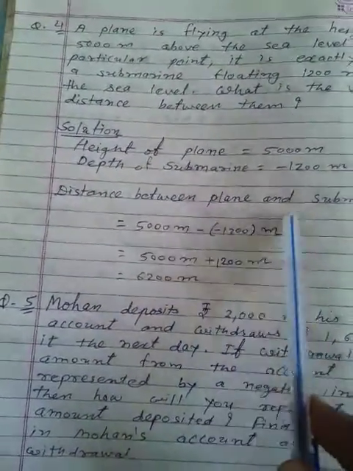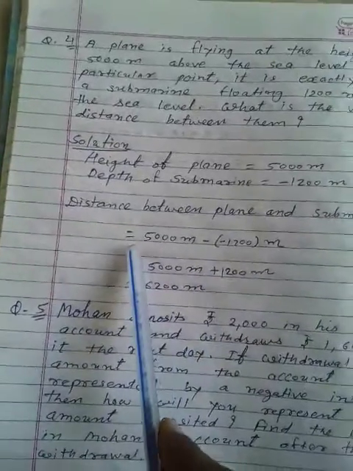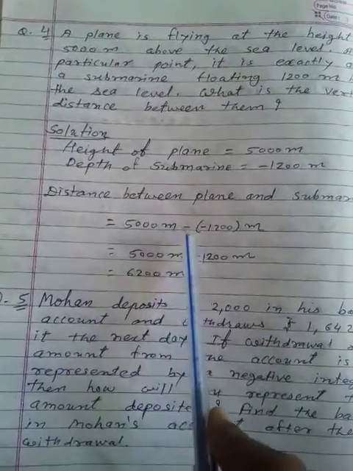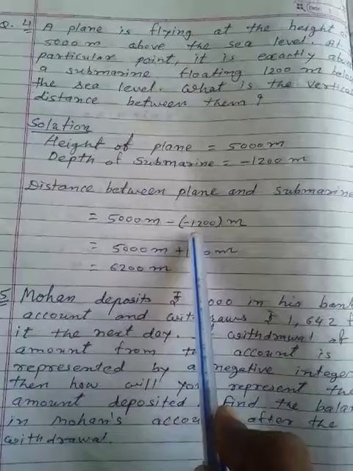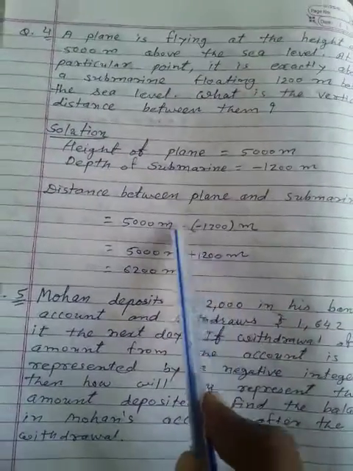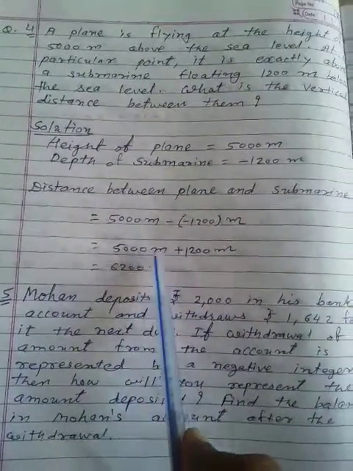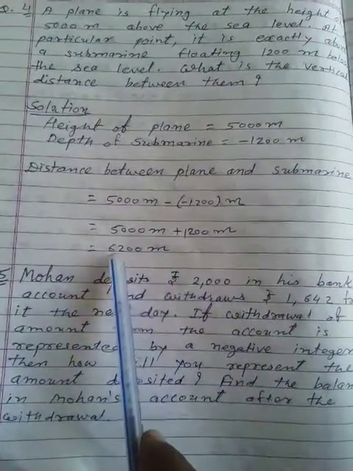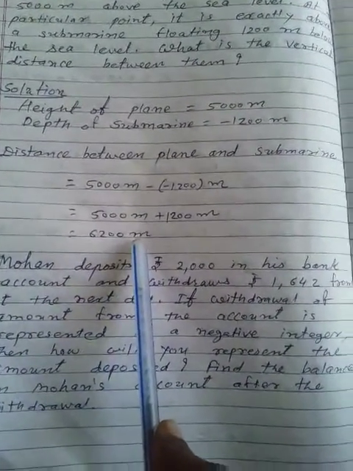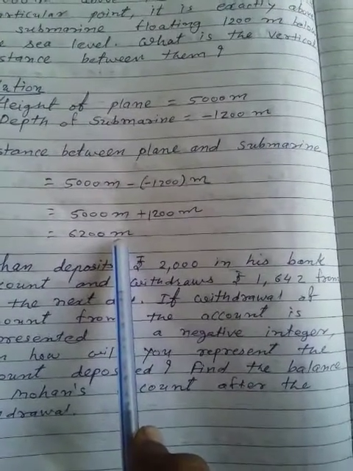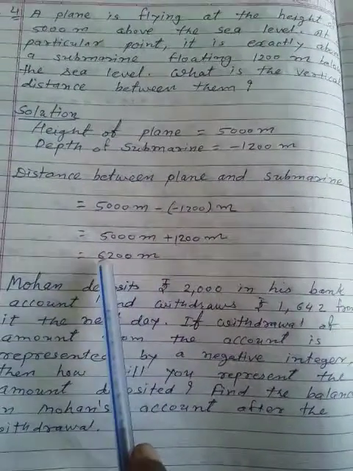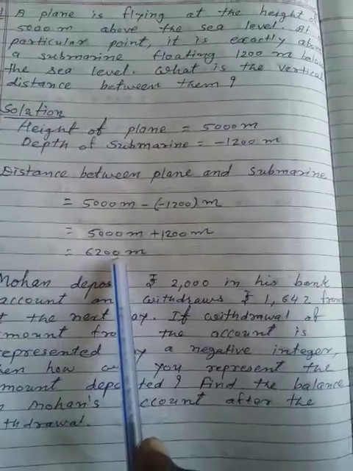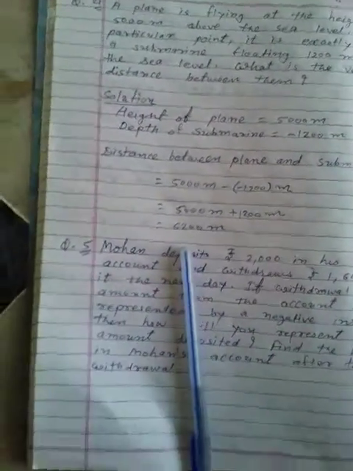Distance between plane and submarine is equal to 5,000 meters minus (-1,200 meters). Now minus minus becomes plus, so 5,000 meters plus 1,200 meters. So what is the answer? 6,200 meters. The vertical distance between them was 6,200 meters. Okay. Understood? Next question.